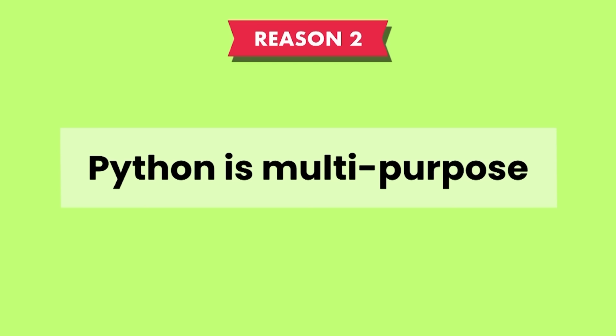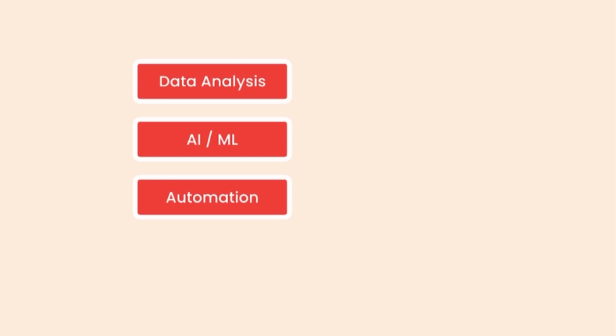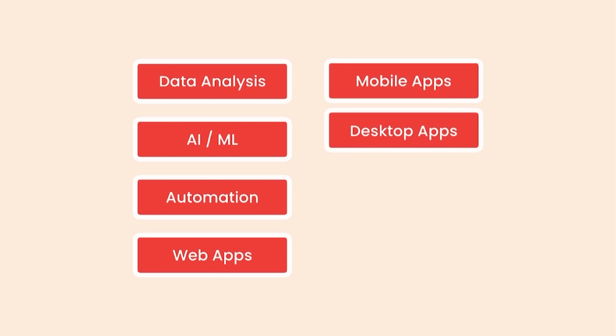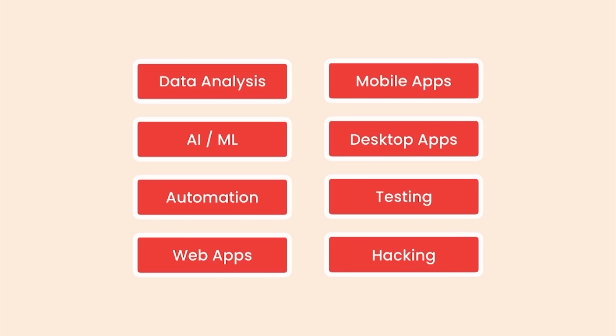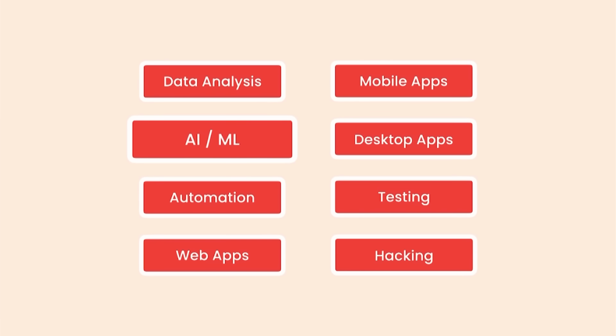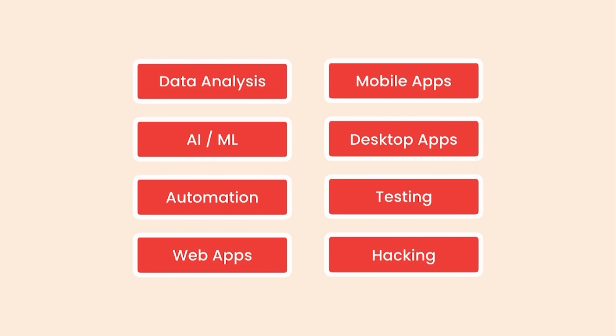Python is a multi-purpose language, and you can use it for a wide range of jobs such as data analysis, AI and machine learning, writing automation scripts, building web, mobile, and desktop applications, as well as software testing or even hacking. So if you want a high-paying, long-lasting career in any of these areas, especially AI and machine learning, Python is the language to put those opportunities at your fingertips.